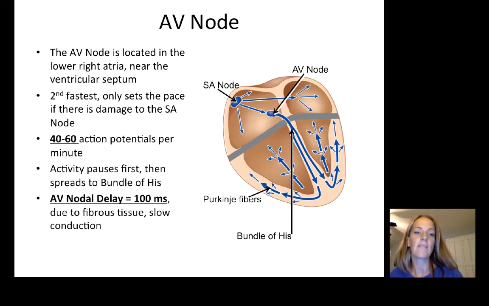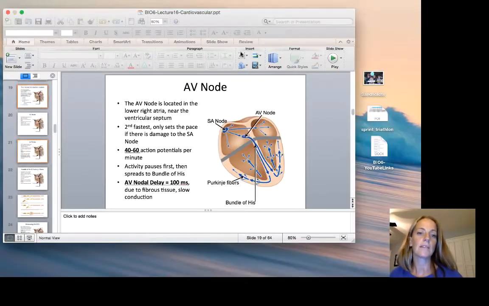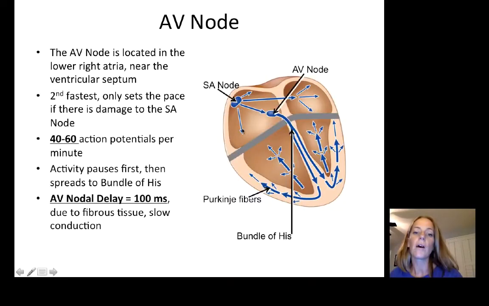The next is the AV node. The AV node is located in the lower right atria near the ventricular septum. So this division between the ventricles and between the atria is called the septum. So here's the AV node. It is second fastest, and it's only going to set the pace if the SA node is damaged. So the AV node, if it's acting on its own, if the SA node is damaged for some reason, the AV node can generate action potentials at 40 to 60 beats per minute.